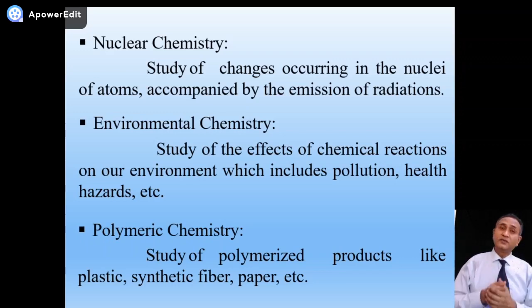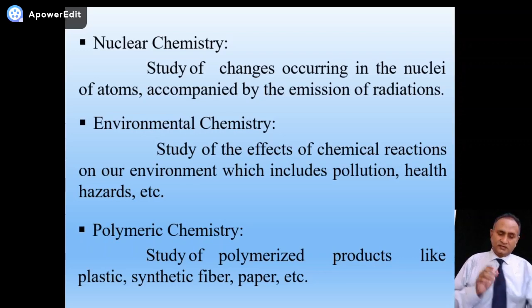What are the products? PVC, polyvinyl chloride. PVC, what is this? It's a kind of plastic used for drainage pipes. Okay. PVA, polyvinyl acetate. What is this PVA? Chewing gum. Polyester, cloth. Polythene or polyethylene, polythene bags. So all of these are polymerized products. Clear?